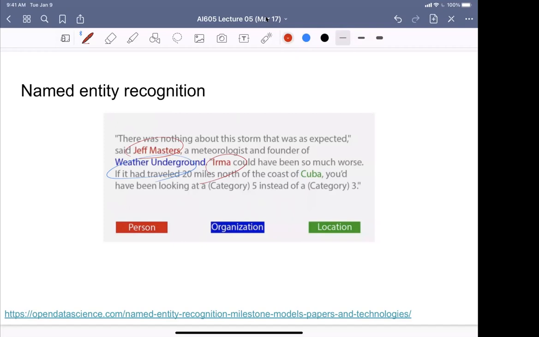So this is also why named entity recognition requires some machine learning to resolve this ambiguity that might happen, that has also happened in part of speech tagging.